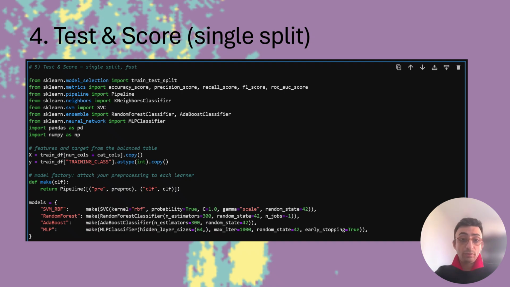Now let's go to the model factory. I define make_clf, which builds a pipeline, which means my preprocessor plus a classifier, and this guarantees the same cleaning and scaling for every model. Then in the model set, I created 4 candidate pipelines: SVM RBF with probability output, RandomForest with 300 trees, AdaBoost with 300 rounds, and MLP with a small hidden layer and early stopping. We'll discuss it later.